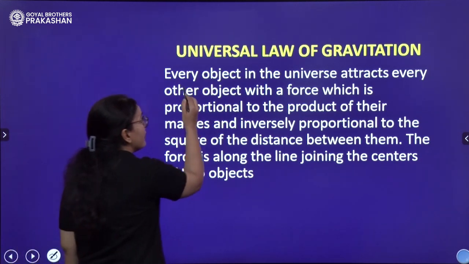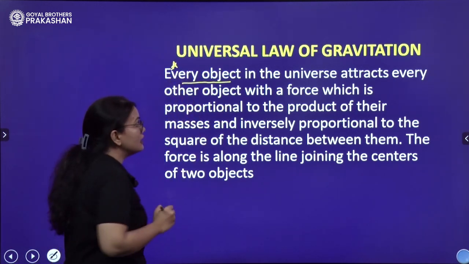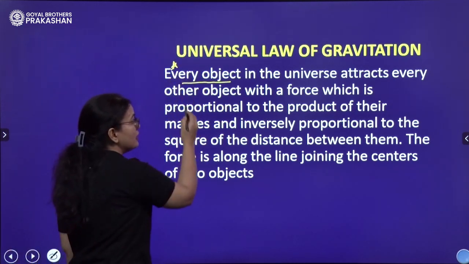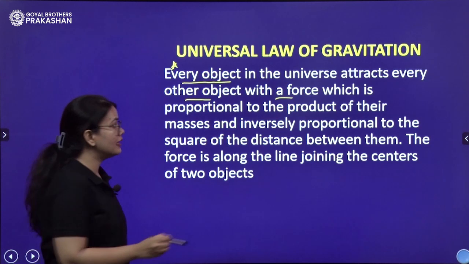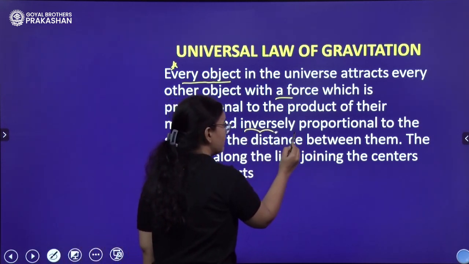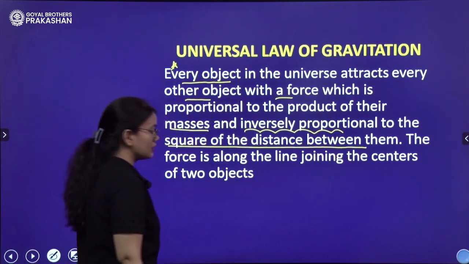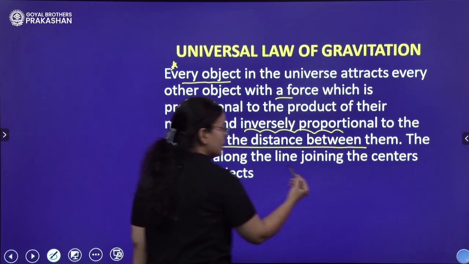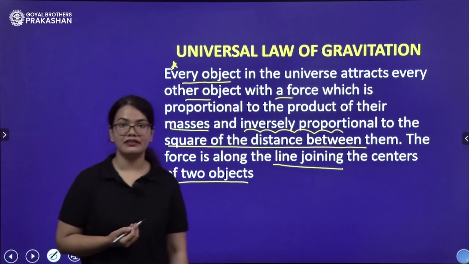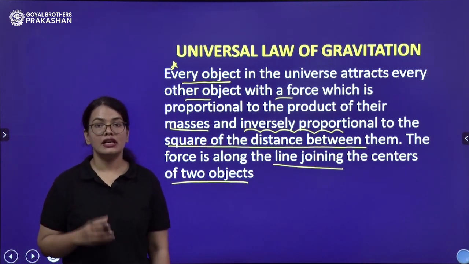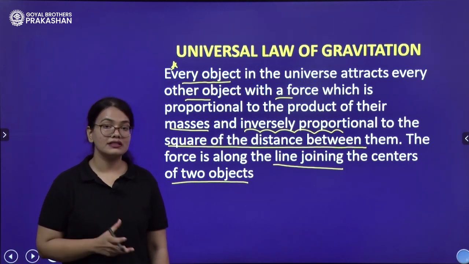It says that every object, mind the word every object, in the universe attracts every other object with a force which is proportional to the product of their masses and inversely proportional to the square of the distance between them. The force is along the line joining the centers of the two objects. So this universal gravitational law, or Newton's law of gravitation, gives you the force which is acting between the two bodies.